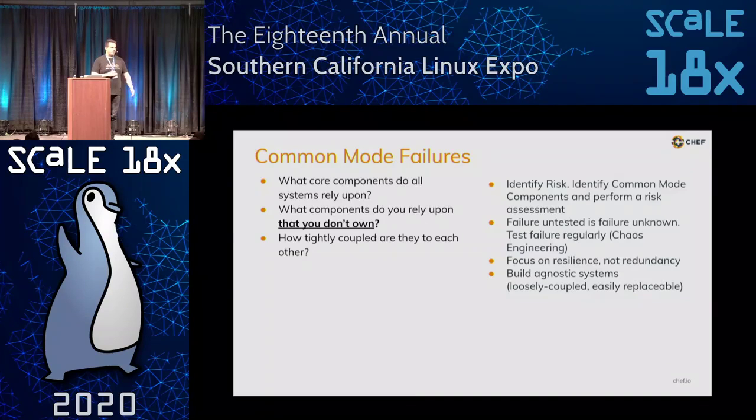And then how tightly coupled are things to each other? Are you tied to Amazon directly? Are you using all the Amazon services? Great. If that's the right thing for you, that's the right thing. But understand you're making a coupling decision, that if those things go down, your systems will go down as well. So identify your risk, identify your common mode components, perform risk assessments on those, understand what the cost of the business is if those things go down. SLAs are great. There are pieces in there that they give you back the money you spent with them, but do they cover you for the loss of your business in the process?